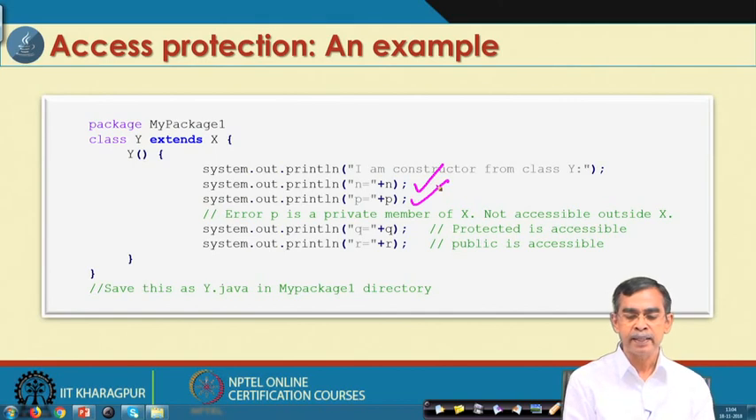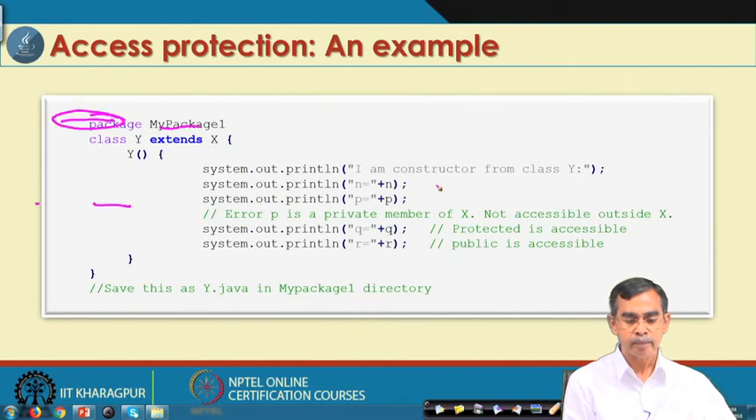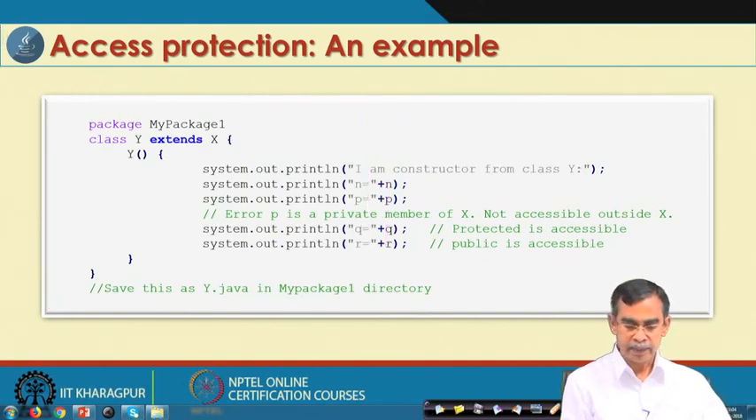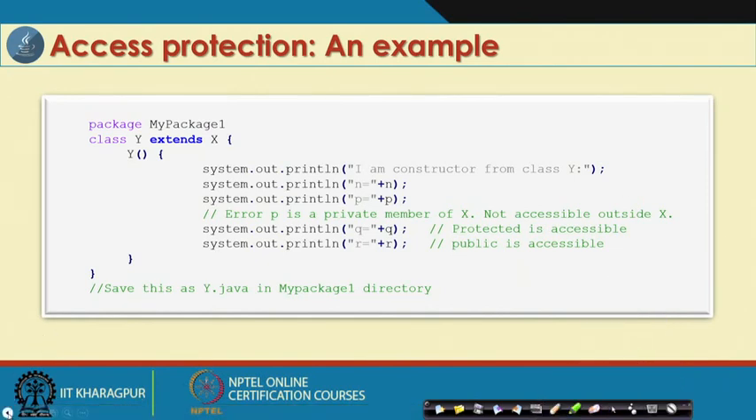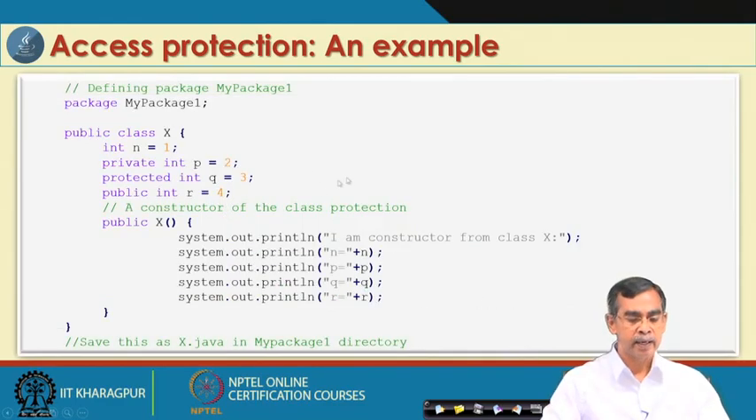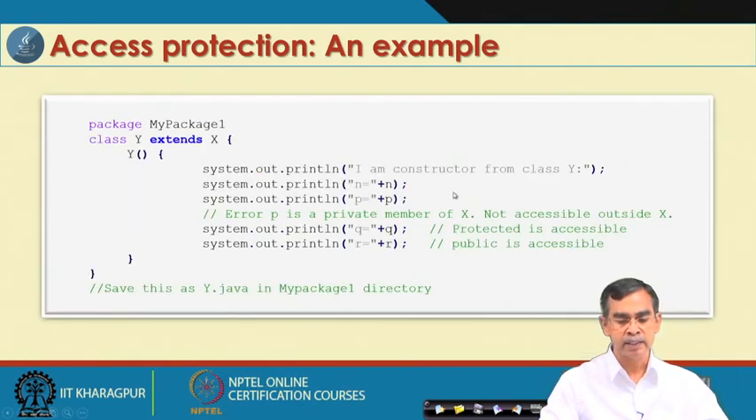Now, let me just remind you how we have declared P, Q and R. Exactly, if you see, P is declared as private, Q is declared as protected and R is public. We have to remember that somehow to understand this concept.